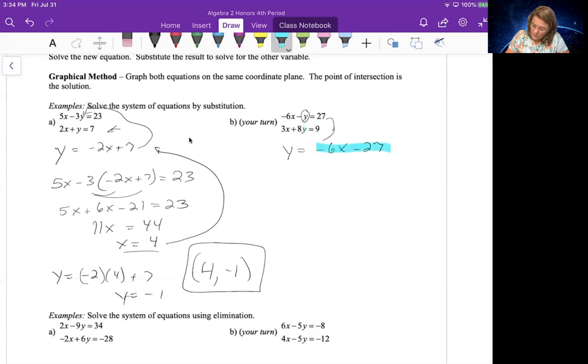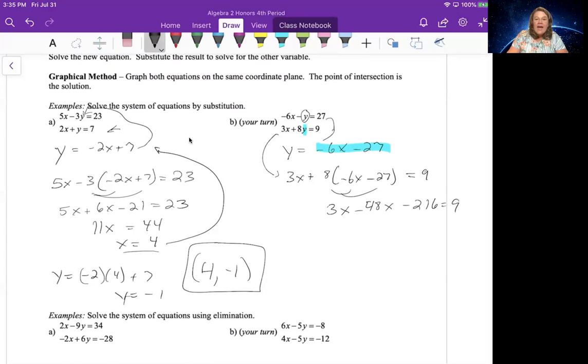Okay, and then once I have this value for y, I then will plug it into the second equation, and I will come down here and write 3x plus 8 times y, which is negative 6x minus 27, which we found from the first equation, is equal to 9. Then I have to distribute the 8 through. And then I need to add like terms and simplify. So add the 3 and the negative 48, and I will get negative 45x is equal to 225, and then solve for x, which is equal to negative 5.